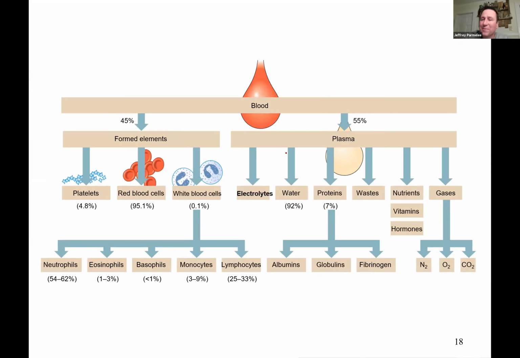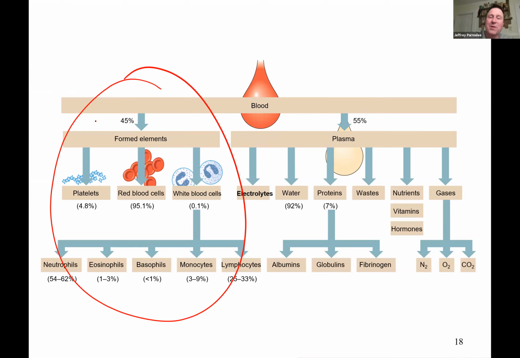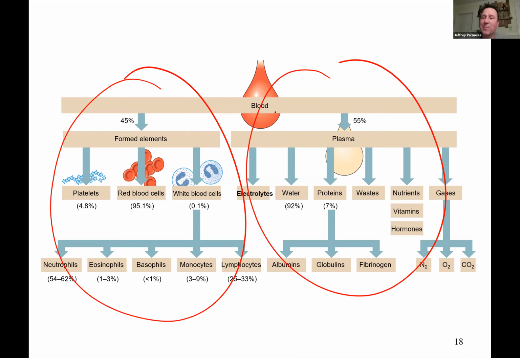And then plasma. Well, this is whole blood. So you can see it's not quite 50-50. It's about 45% called the formed elements. These are the cells and such, and cell fragments. And then the rest of it is the watery part, the plasma. And you can see there's about 5 million red blood cells per milliliter. You should know that.